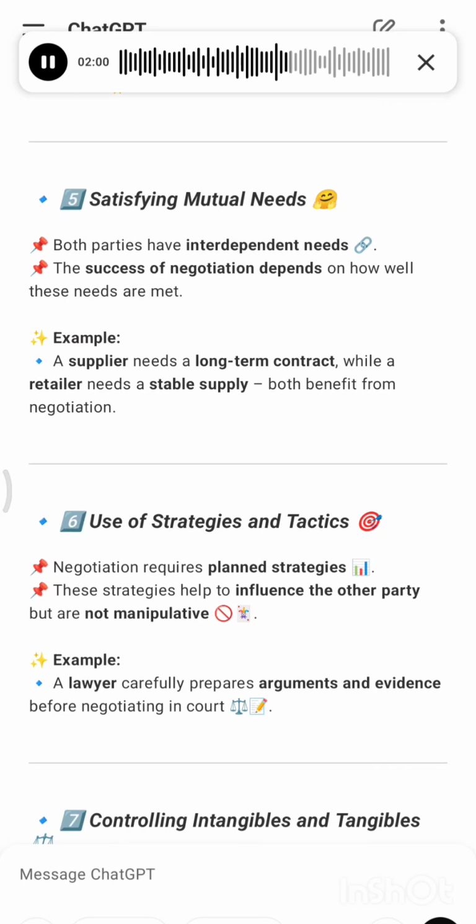6. Use of strategies and tactics. Negotiation requires planned strategies. These strategies help to influence the other party but are not manipulative. Example: a lawyer carefully prepares arguments and evidence before negotiating in court.